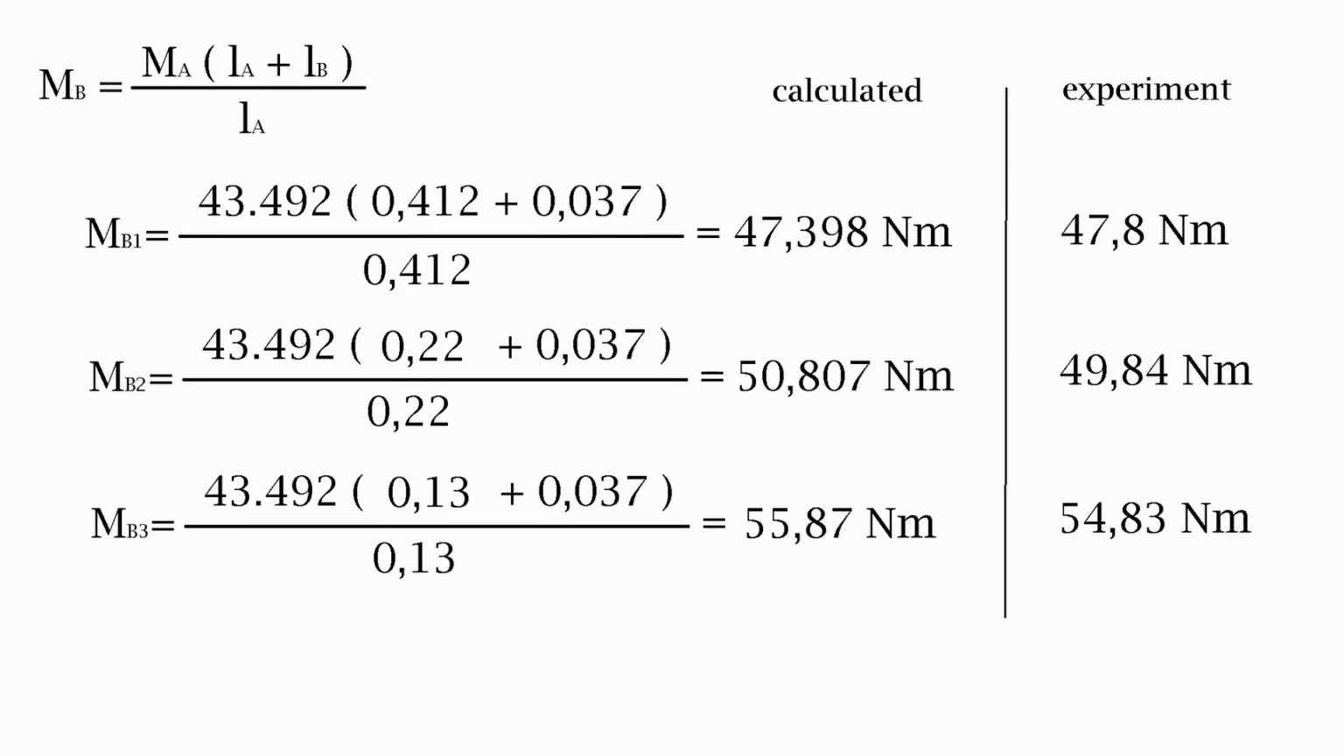When we compare our results to the calculations, we should get 47.398 newton meters at the handle, 50.807 newton meters at the 22 centimeters, and 55.87 newton meters at 13 centimeters. The numbers are off due to accuracy of the torque wrench, due to accuracy of digital adapter, and being slightly off the right angle applying the force. But even in such imperfect conditions, we can see that the torque value delivered to the bolt or nut increases when the distance to the bolt or nut decreases.